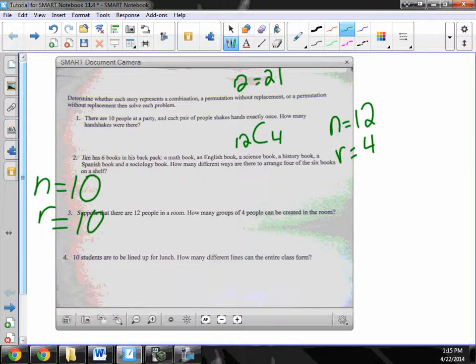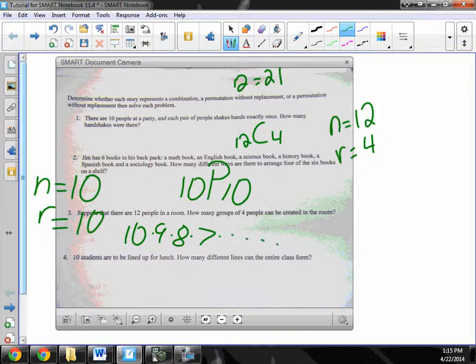So this is a permutation. Is it a permutation with or without replacement? Without. How come? Darn it. Can't clone a kid. So you're either going to do 10P10, or what's the other way to calculate this? 10 times 9 times 8 times 7, all the way down.